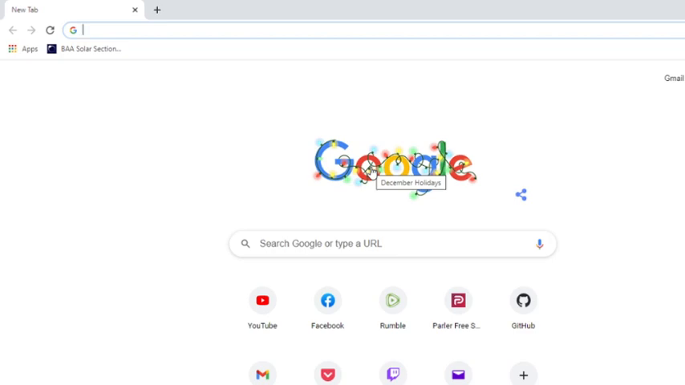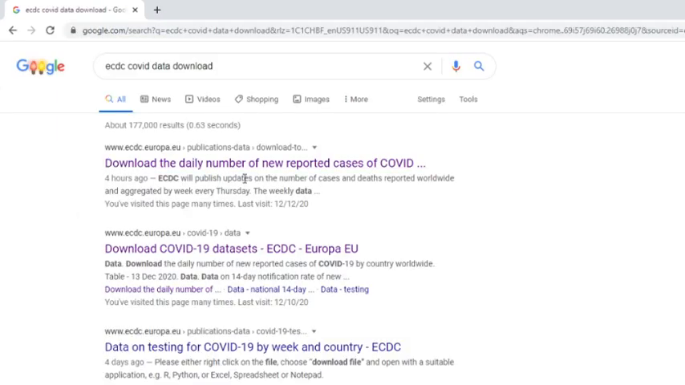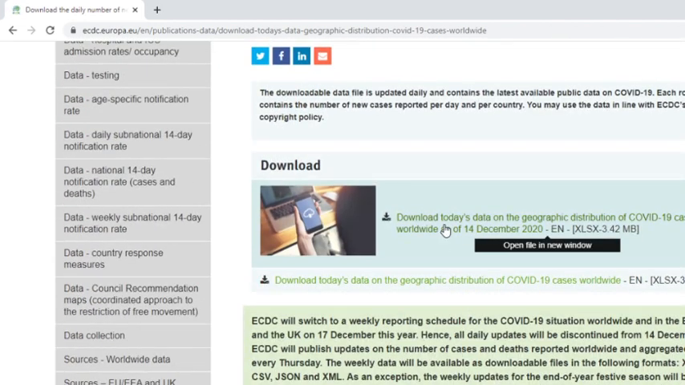Okay. So anyway, let's just do this. Let's just download some data here. See if they still... So this is December 14th. Hence, all daily updates will be discontinued as of 14th December. The weekly data will be available as download files in the following formats. As an exception, the weekly updates for the end of year festive season will be published December 23rd and December 30th.